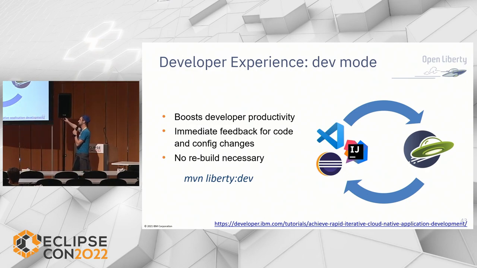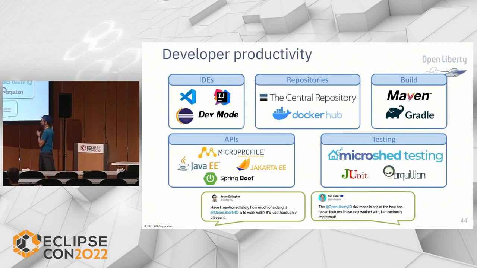There's a thing called Dev Mode. Very similar to something Quarkus has. Essentially, what it allows you to do is to make changes to your application code, your test code, and your configuration without having to restart the application server. And the application server will compile these and deploy them within milliseconds. So for you as a developer, it allows you to kind of get on with coding and doing what you need to do and just kind of forget about the runtime behind it.